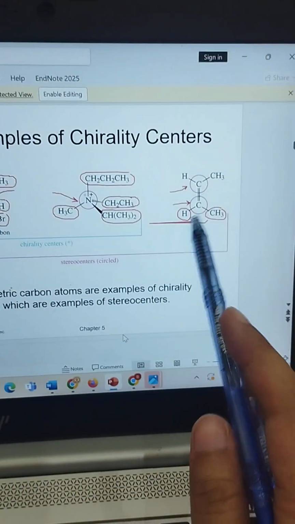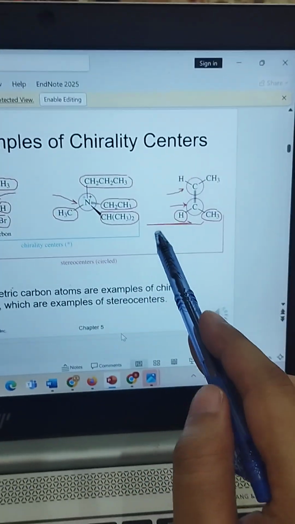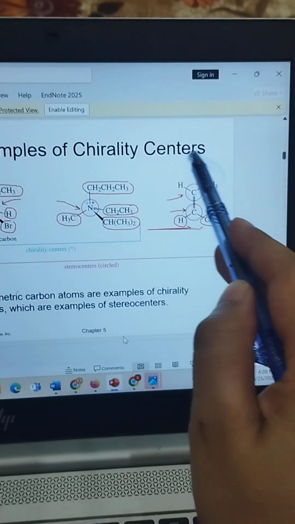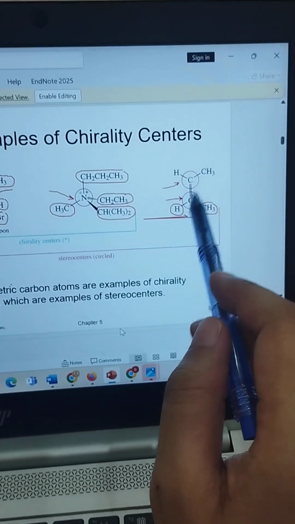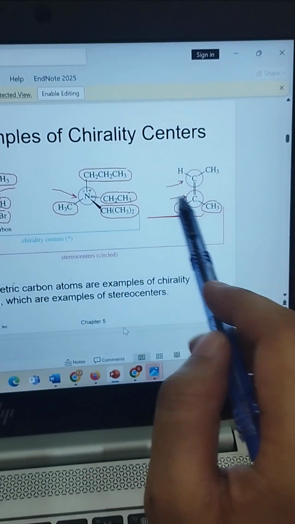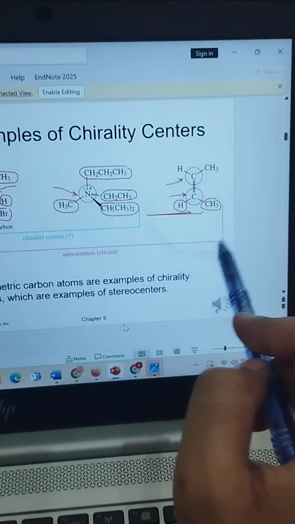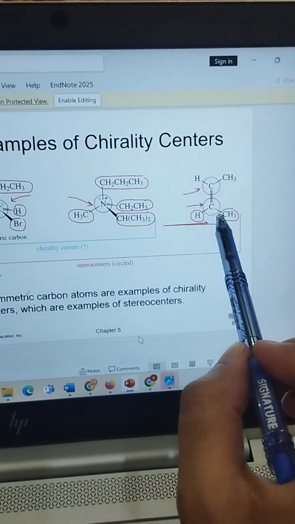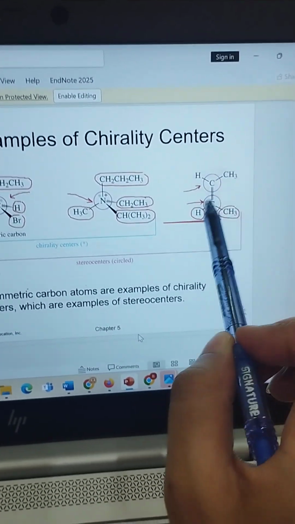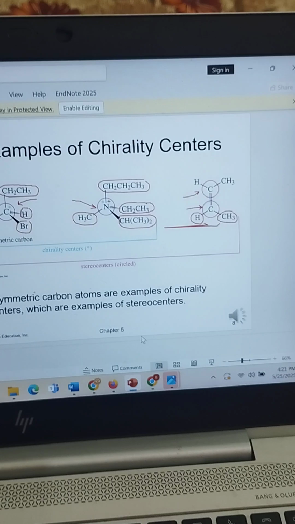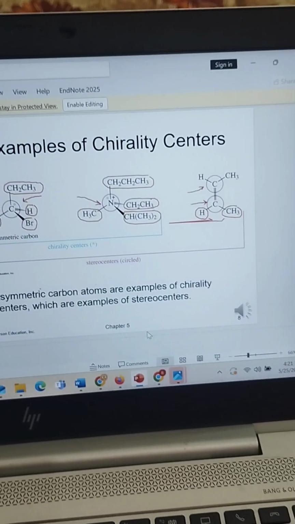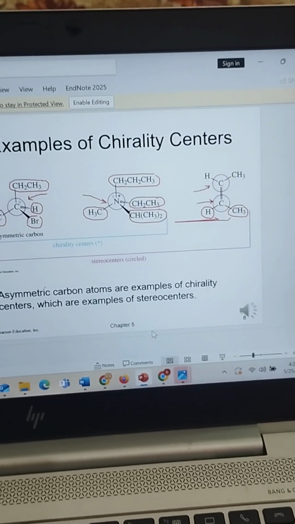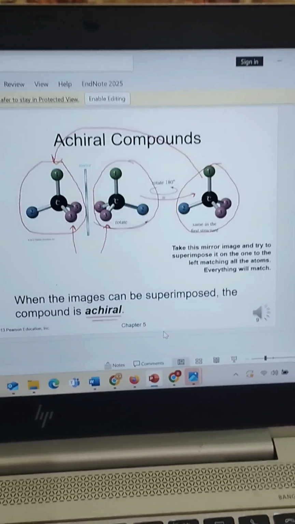So this molecule has two chiral centers, 1 and 2, and this whole group is the third group. This carbon, though bonded to the double bond, has its valency fulfilled and satisfied by itself. So these two are the chiral carbons. We will call them asymmetric carbon atoms. These are examples of chirality centers, also called stereo centers.